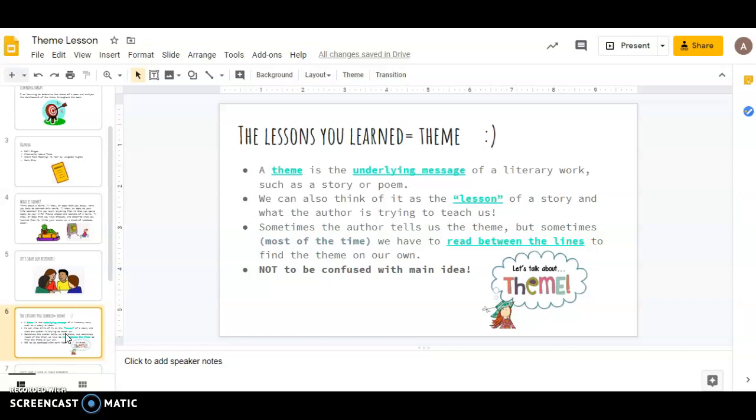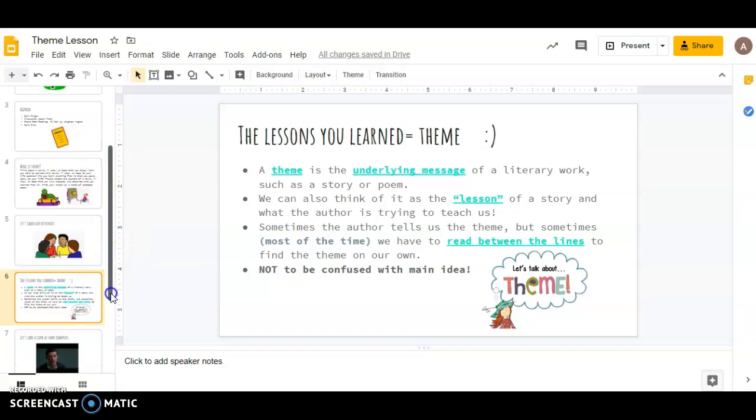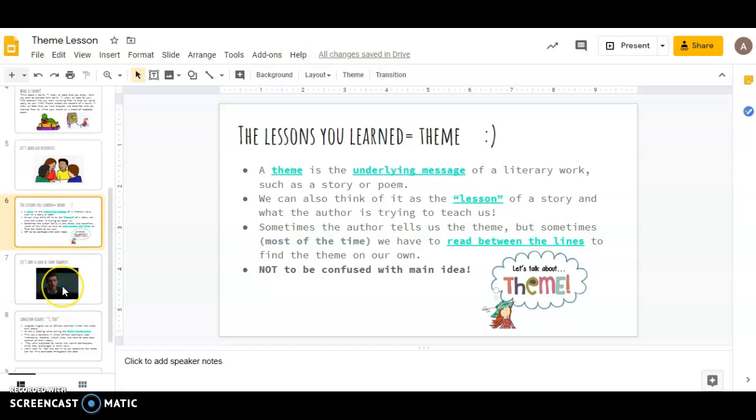And then I would make sure that students understand that theme is not to be confused with main idea. That's a very common misunderstanding that students have. They get main idea and theme confused. So I thought it was important to distinguish the difference between theme and main idea. And of course, I would explain that the main idea is what the literary work is mostly about. So it's different than theme. Theme is the lesson that the author is trying to teach us.